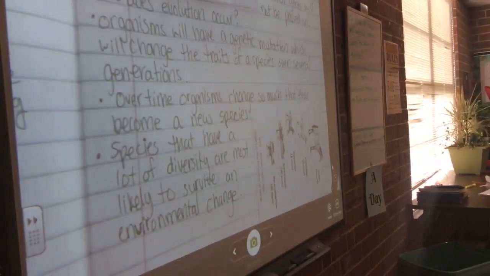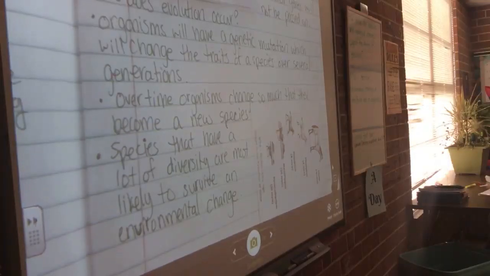The key to this working for a species is diversity. Does anybody know what diversity means? What do you think of when you hear the word diversity or diverse? Different. So if you have a species that's all the same, if there were no Rudolph the Red-Nosed Reindeers, they were just reindeers, then that species may not survive because there's not enough difference.